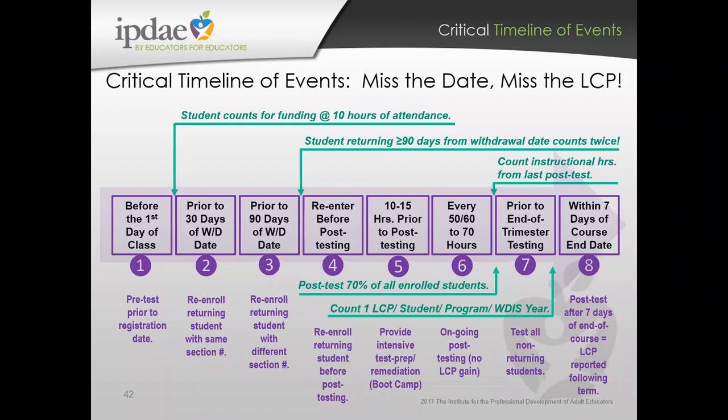Now, number 3, this is a biggie. Any student who returns after 90 days of being withdrawn, that means within the same WITIS year, counts twice on your denominator. So please remember this and be sure that you make every effort to recapture a student prior to these 90 days. Always re-enter returning students before post-testing them, or you will forego earning the LCP.